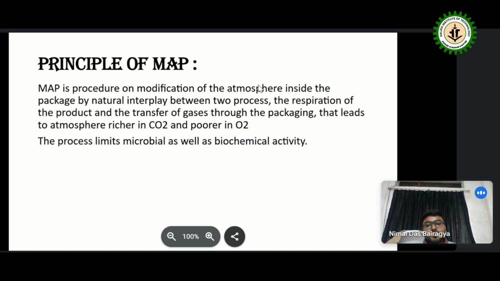As a result, with the decreasing respiration rate, the microbial growth, which is mainly dependent on oxygen, also decreases with the decreasing oxygen level. So microbial growth decreases and respiration rate decreases. That's why the shelf life of the fruits or vegetables increases eventually. This is the principle of modified atmosphere packaging.